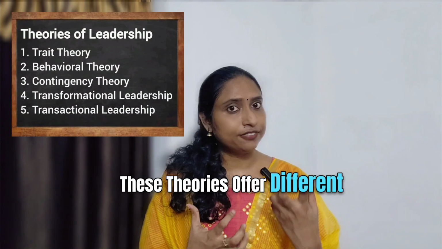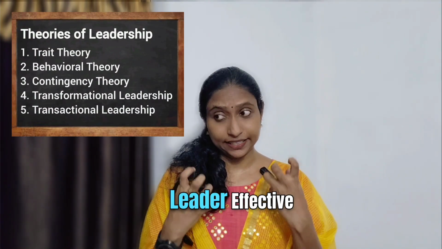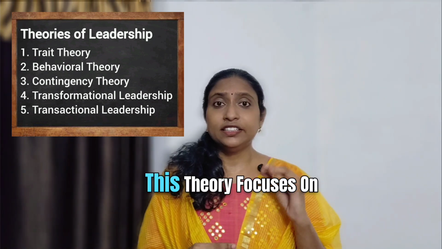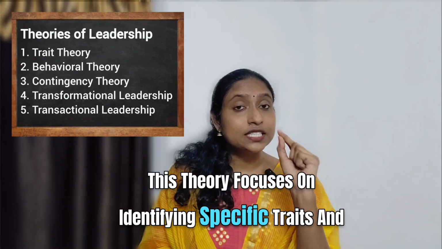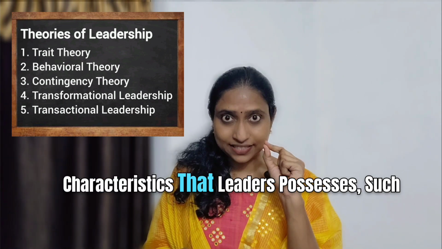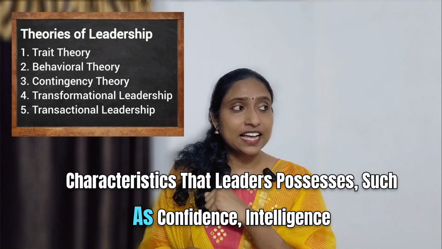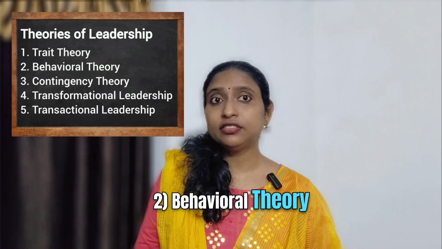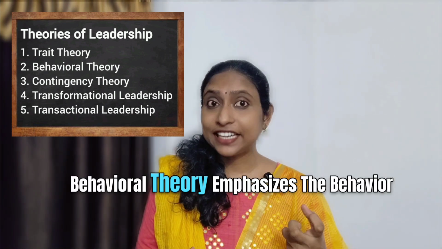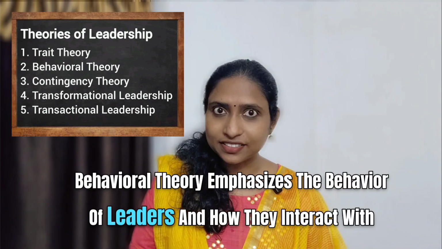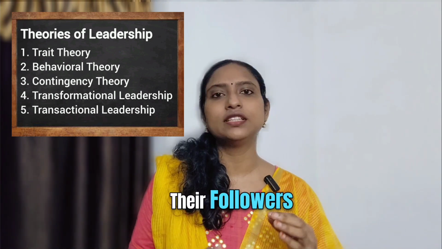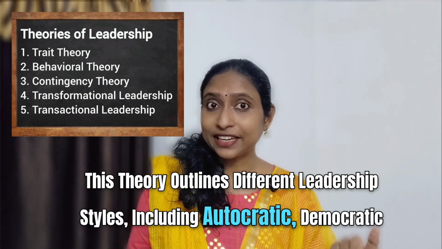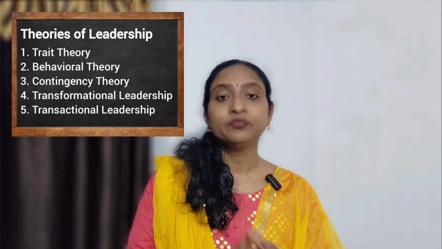These theories offer different perspectives on what makes a leader effective. First one is trait theory. This theory focuses on identifying specific traits and characteristics that leaders possess, such as confidence, intelligence, and responsibility. Then behavioral theory. Unlike trait theory, behavioral theory emphasizes the behavior of leaders and how they interact with their followers. This theory outlines different leadership styles, including autocratic, democratic, and laissez-faire.